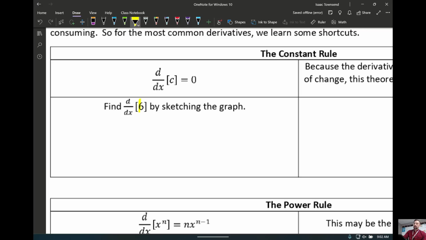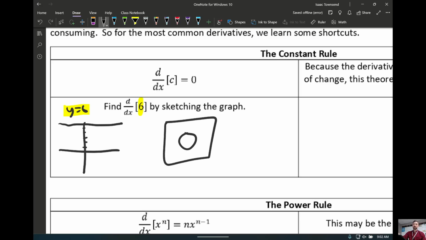Okay, so if I asked you, what is the derivative of y equals 6? That would be a horizontal line. Y equals a number is a horizontal line. And what is the slope of a horizontal line? 0. So then what's the derivative of a horizontal line? 0. Same thing. Slope and derivative mean the same thing. So this property says if you take the derivative of a constant, it's going to be 0.